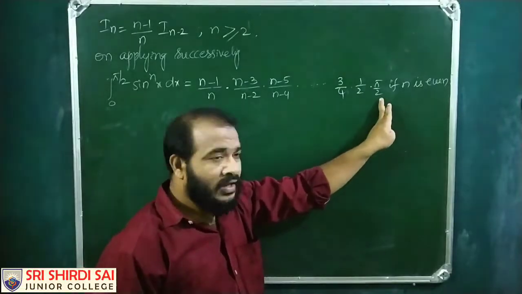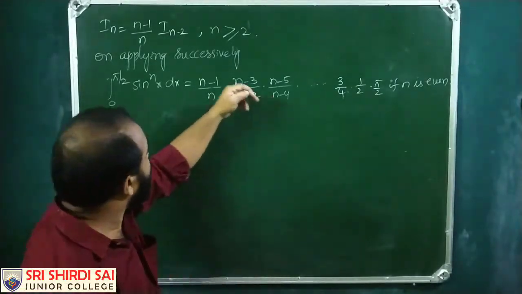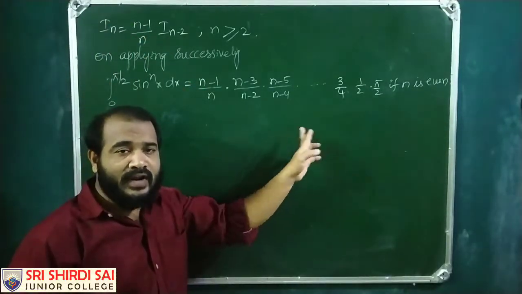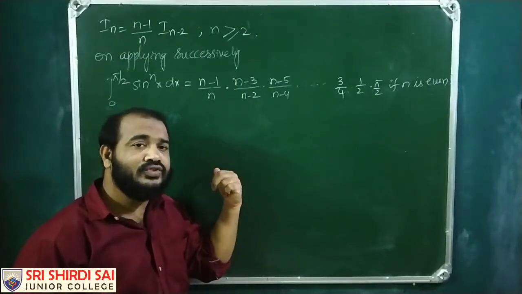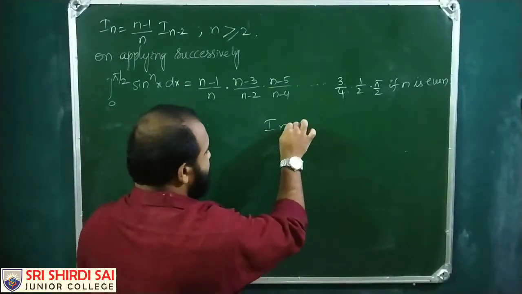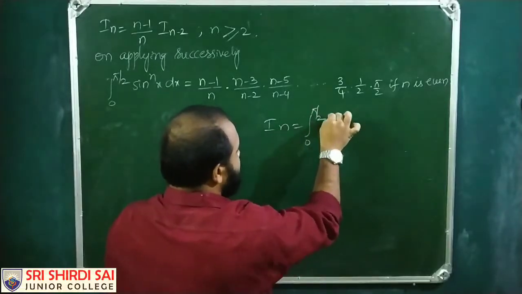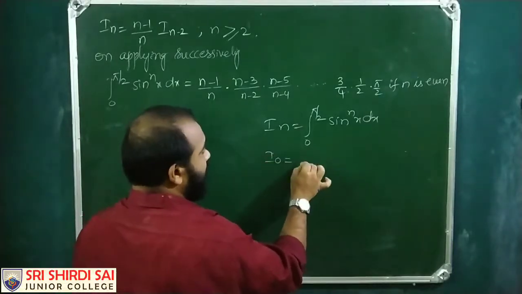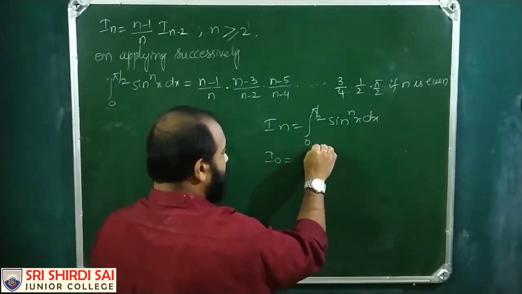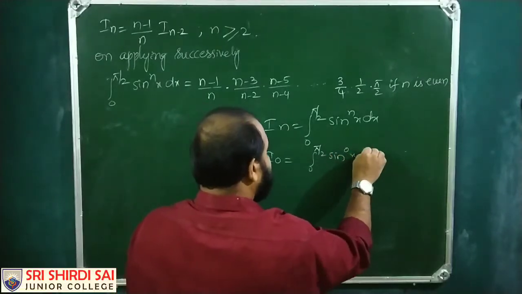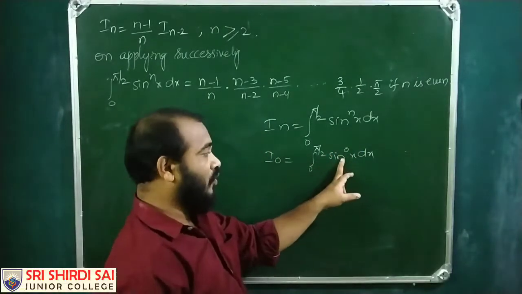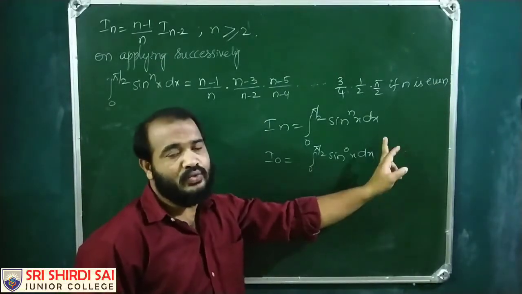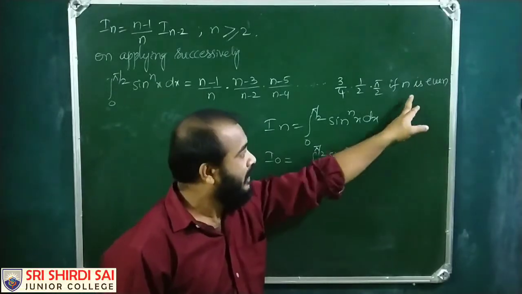What is I0? n is 0, so 0 cannot be substituted in that. Instead, integral 0 to pi by 2 sine power n x dx is In. So if you substitute n equals 0, I0 is integral 0 to pi by 2 sine power 0 x dx. Something to the power of 0 is 1, integral 1 dx is x, over 0 to pi by 2, so pi by 2 minus 0, so pi by 2.